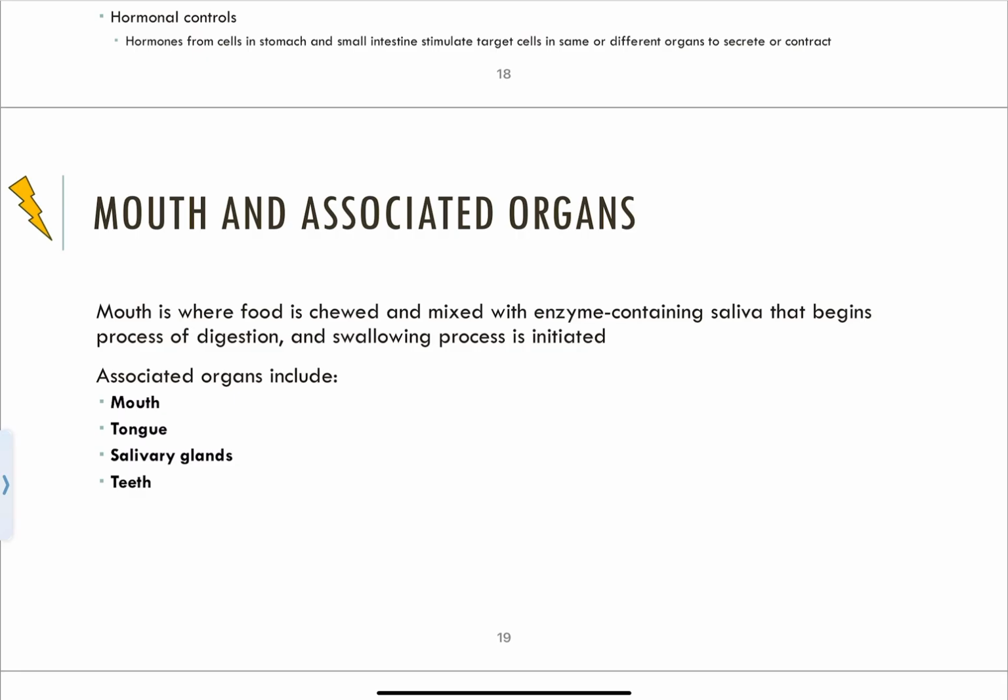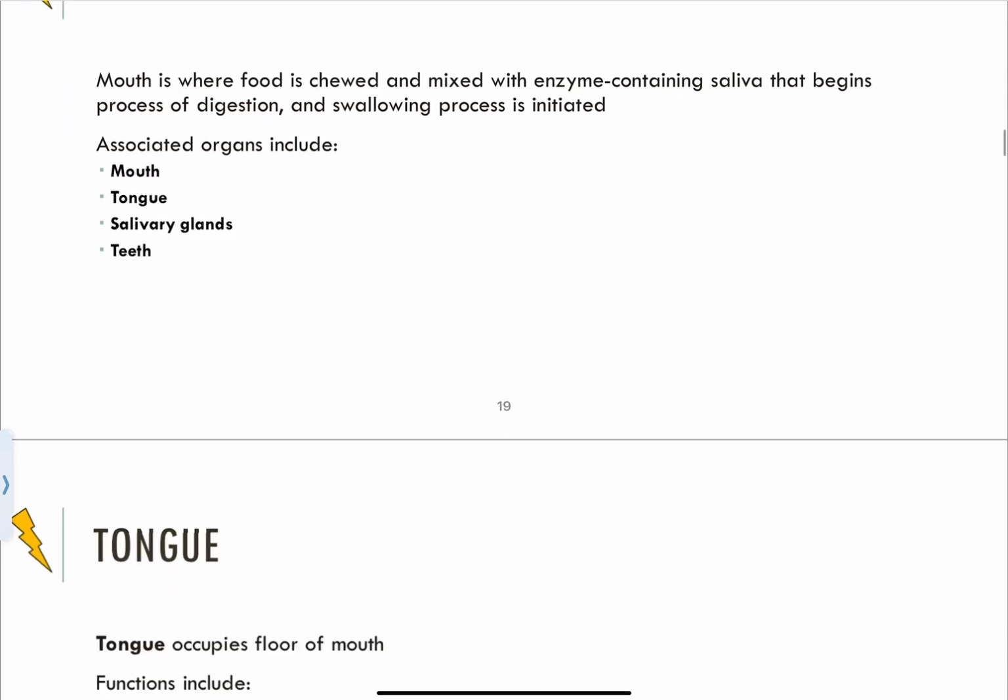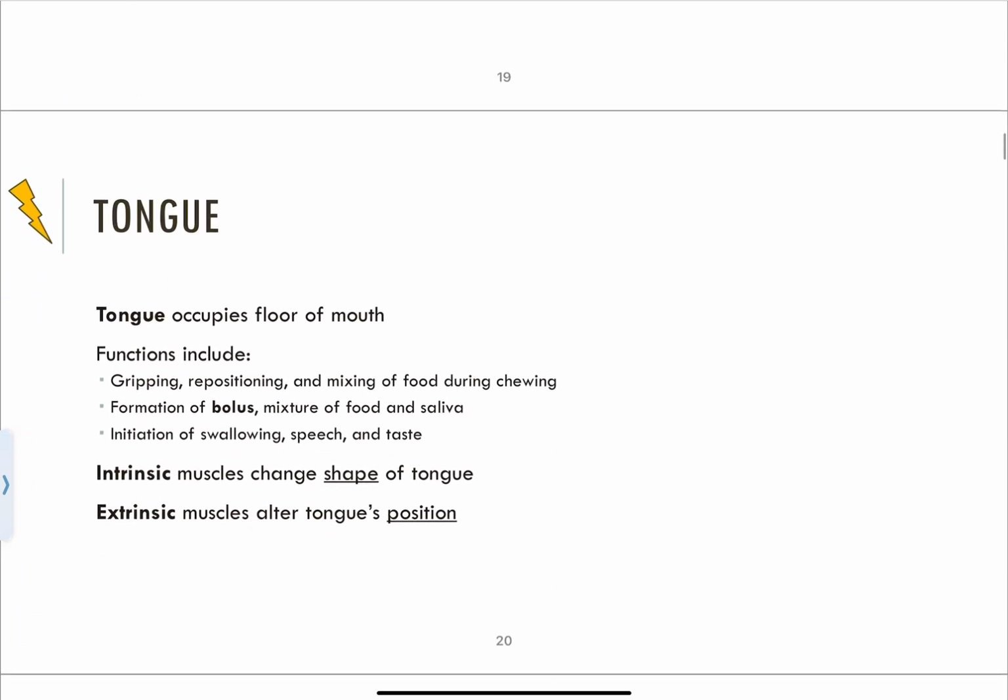So if we're talking about the mouth, basically that is where our food is being chewed. We're actually doing the mechanical breakdown of food and mixing it with saliva, which does contain enzymes, and we're beginning the process of digestion. The associated organs include our mouth, tongue, salivary glands, as well as our teeth.